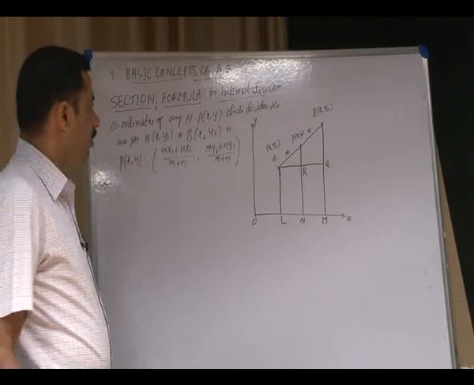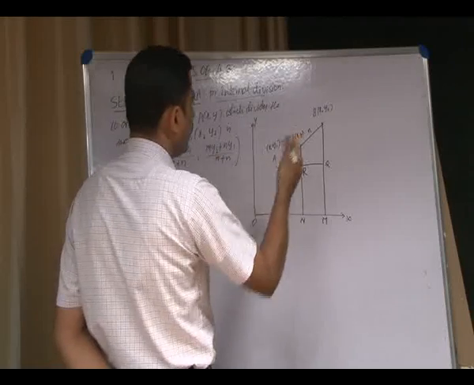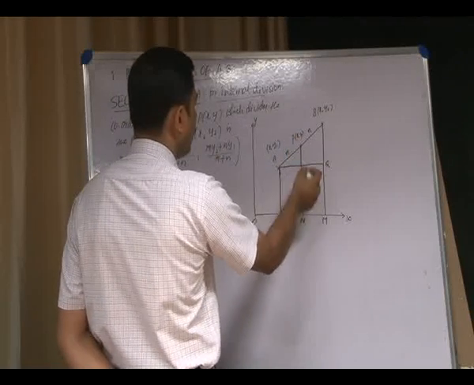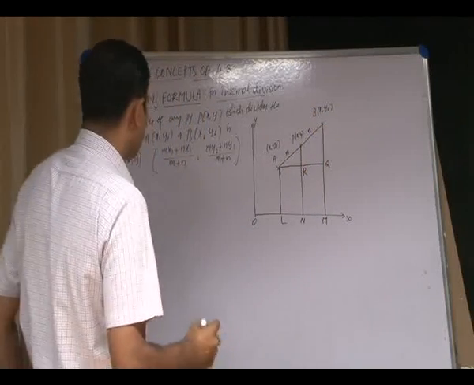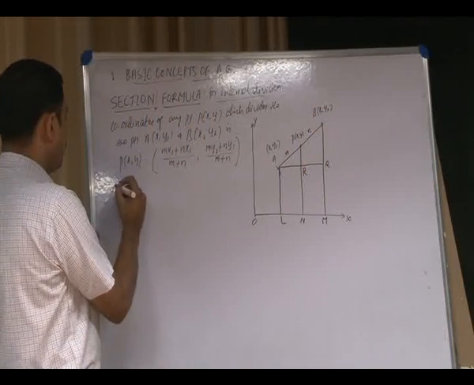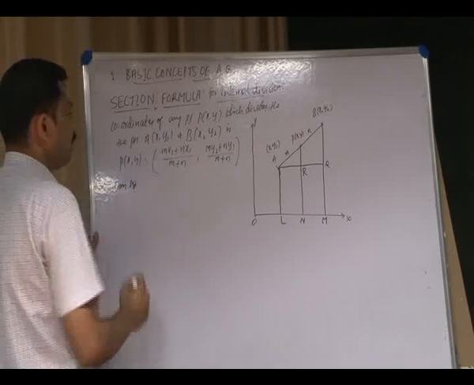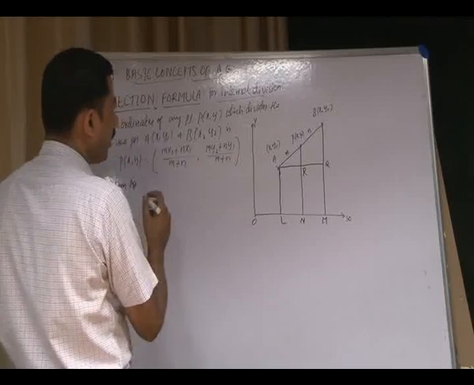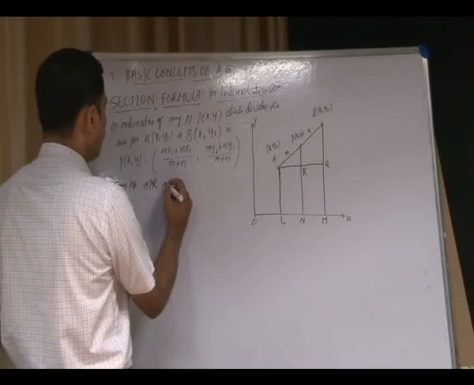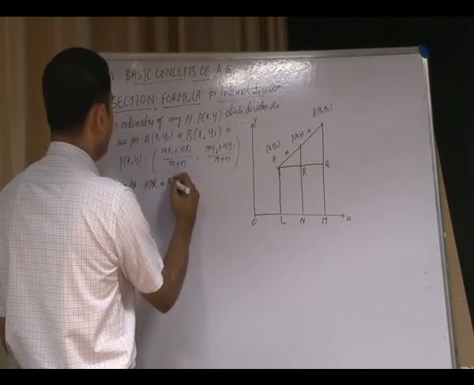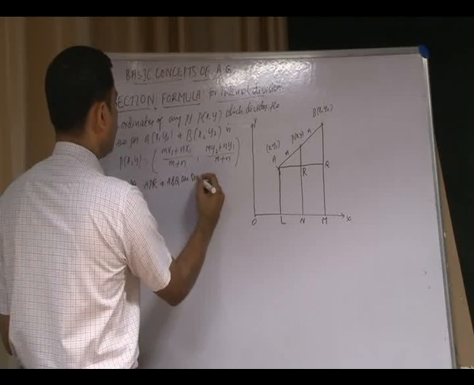In this figure, if you observe, there are two triangles, and these two are similar triangles. One is APR and the other is ABQ. From the figure, it is clear that the triangles APR and ABQ are similar triangles.